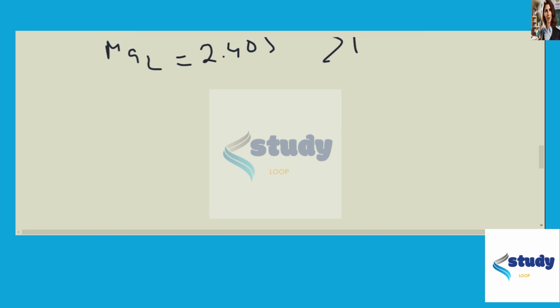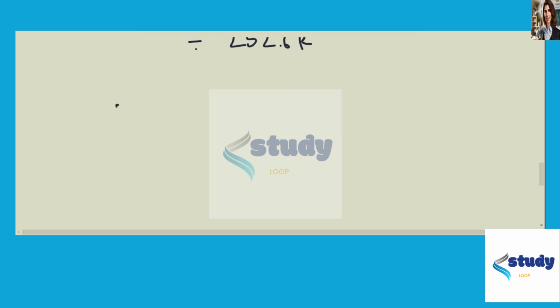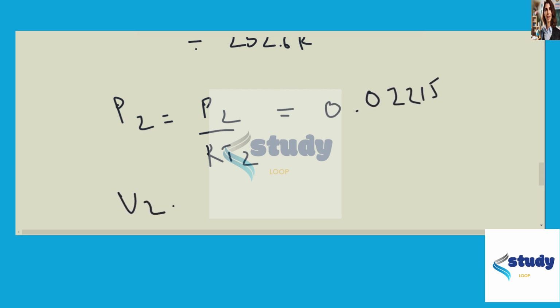Hence, we get that T2 equal to T0 times 2 upon 2 plus K minus 1 into Ma2 square, which is equal to 252.6 R. Similarly, rho 2 equal to P2 upon R T2, which is equal to 0.02215 units. V2 equal to Ma2 C2, that is equal to 5500 feet per second.